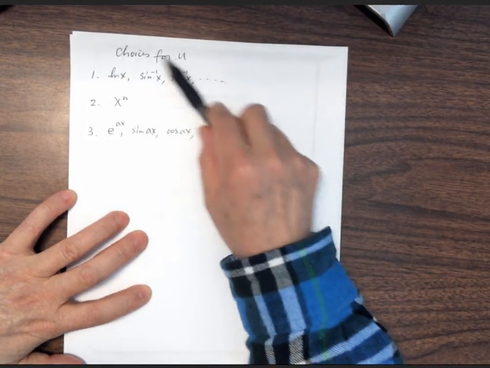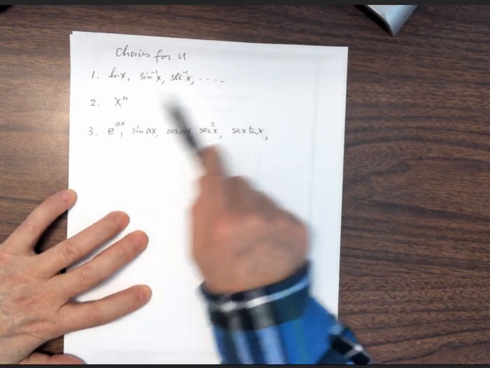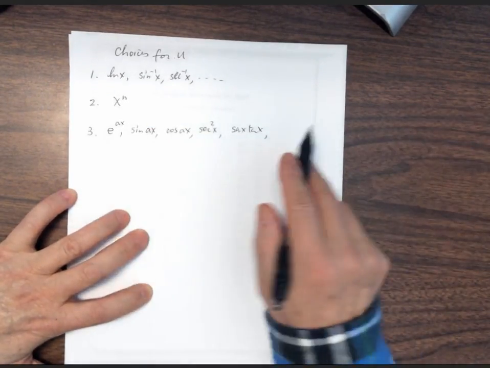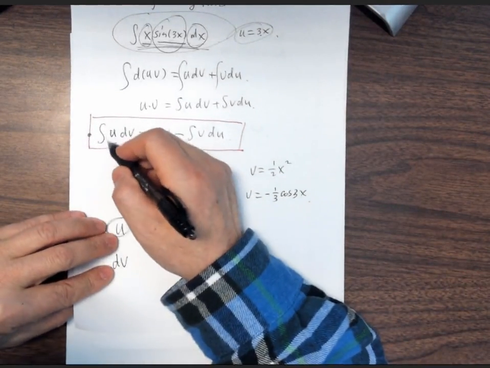So you choose your u following this order. Once you get one of those as your u, well, those guys would be part of your dv. That's easy to integrate. So bad guys.